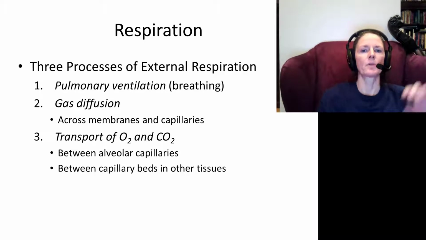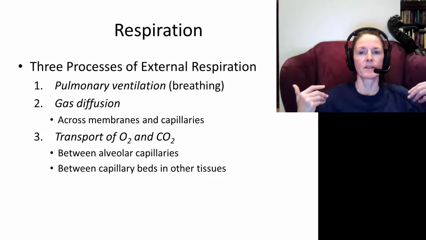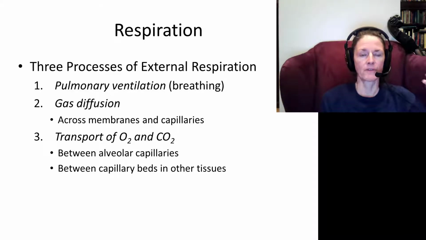All right. So the process of external respiration begins with pulmonary ventilation. That's simply breathing. That's breathing the air into the lungs. Then we have the gas diffusion across the membranes into the capillaries and then into the blood supply. And then we're going to have the transport of oxygen between the alveolar capillaries, then eventually back to the lungs, then to the systemic circuit, and to the capillary beds in other tissues. And of course, when oxygen's coming one way, carbon dioxide is going the other.